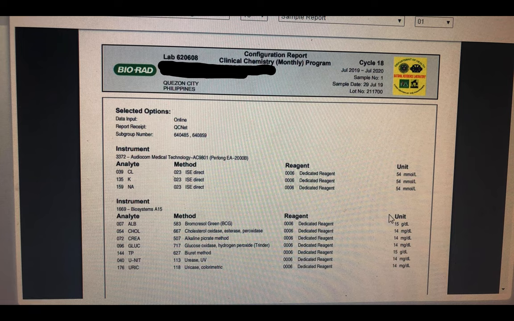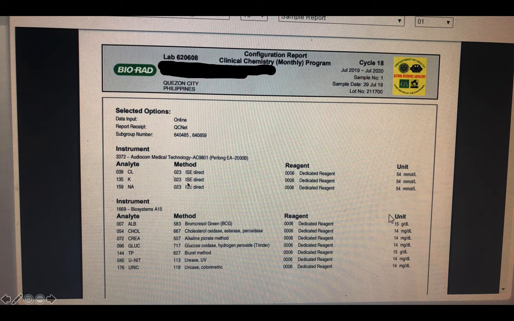What I want to emphasize here is why I am using this exact configuration report. This is because this is the same machine that we have in our simulated laboratory, your Biosystem A15. So what is important in the configuration report? Before you enroll in your EQAS, you have to configure your machine first. As you can see here, you will be selecting what specific method your laboratory is using. Take for example, we have here direct ISE for your electrolytes.